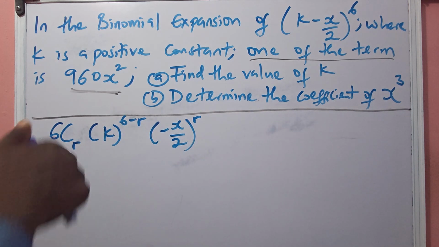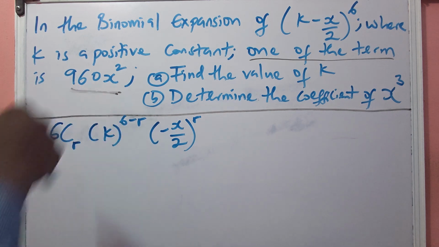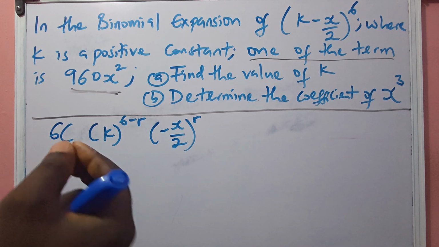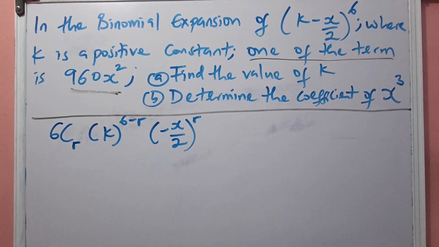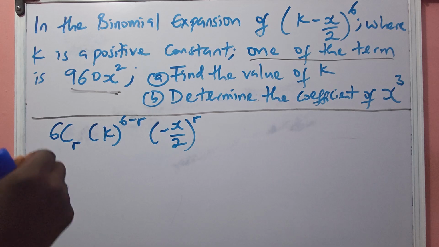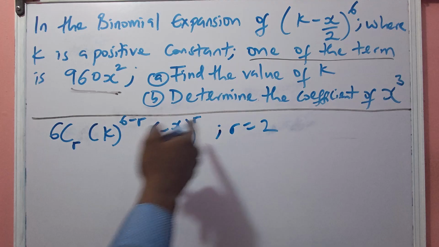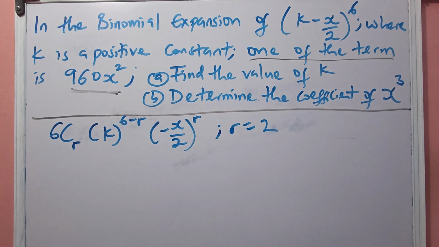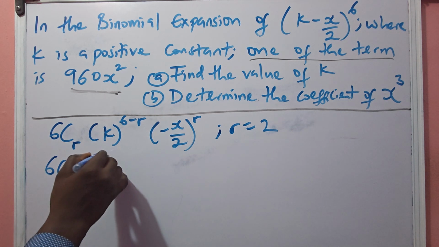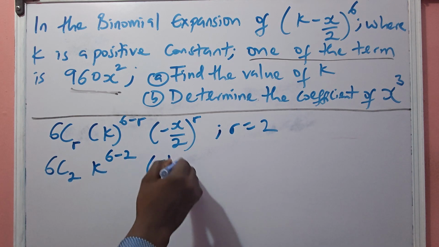But you don't have to go on to expand all these things because we already know where we're going to. We're looking for the term that has x squared. So all I need to ask myself is what has to be the value of r that would produce x squared? If you look at the way this expression is, you would understand that putting the value of r as 2 will actually produce x squared. So let's take a look at r being 2. So I would have 6 combination 2, k raised to the power 6 minus 2. I can split this up to minus 1 over 2.